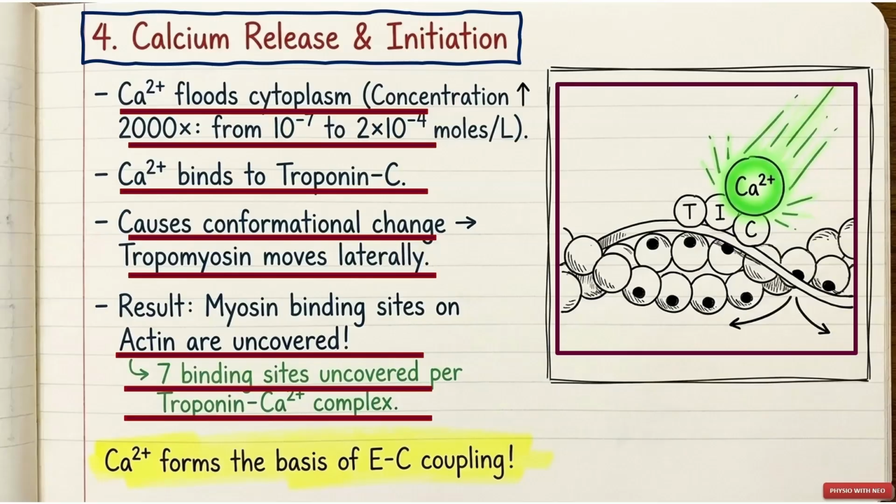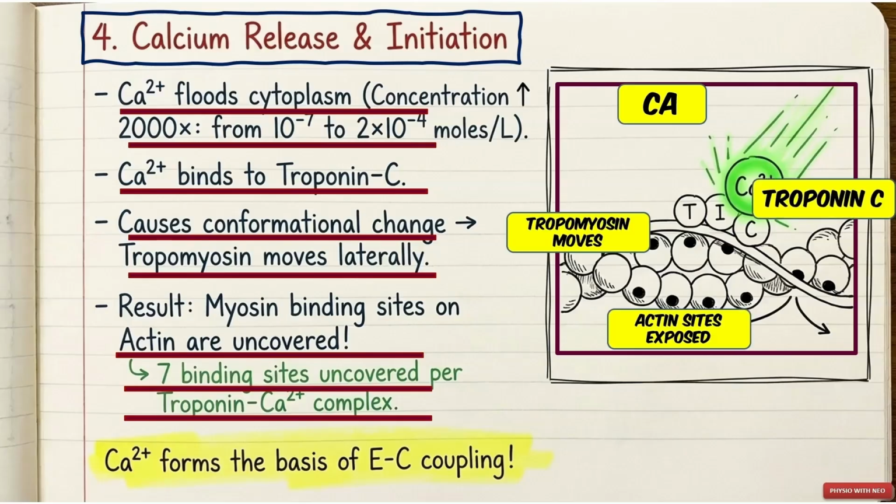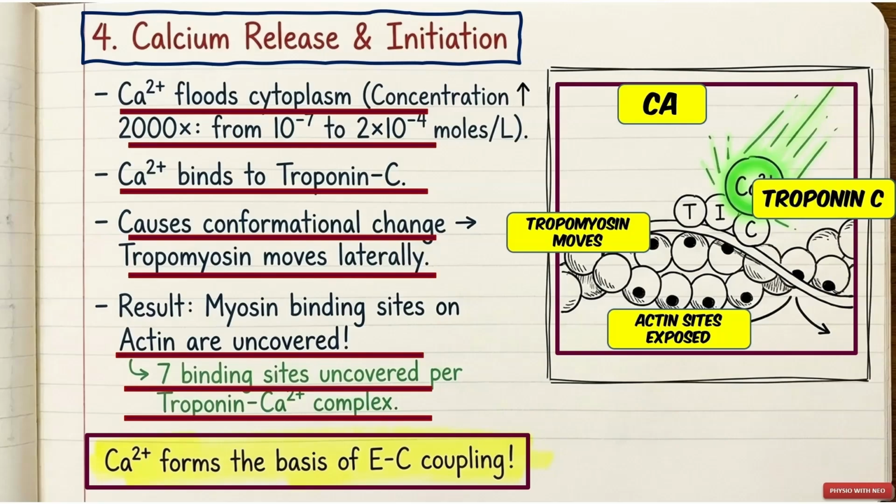So after calcium binds to troponin C, tropomyosin moves and active sites are exposed. So remember, calcium binds with troponin C, causes tropomyosin to move, and the actin sites are exposed. And notice something important. Calcium is basically the permission signal for contraction. It removes the block that was preventing actin-myosin interaction, and that forms the basis of excitation-contraction coupling.